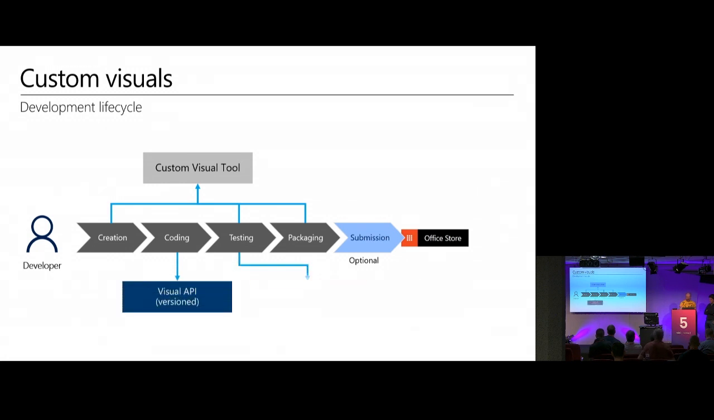It's all done through a versioned API. The testing is done through the Power BI service. Essentially, you host your custom visual on your developer machine, and you allow the service to communicate with your machine to test it in real time in a report.